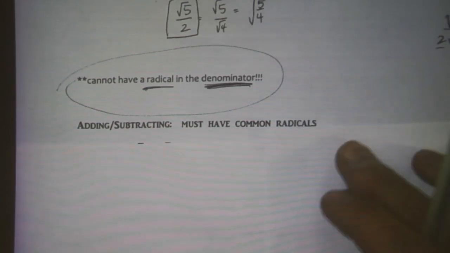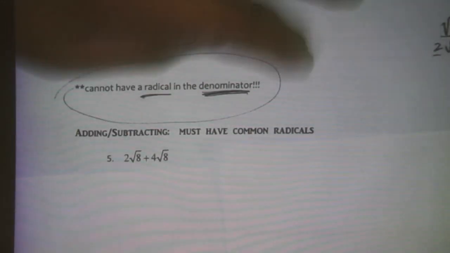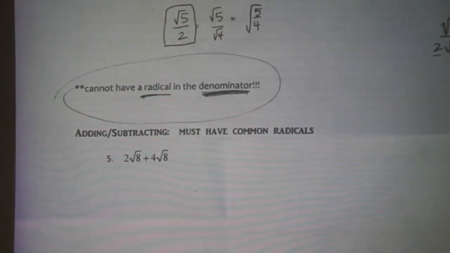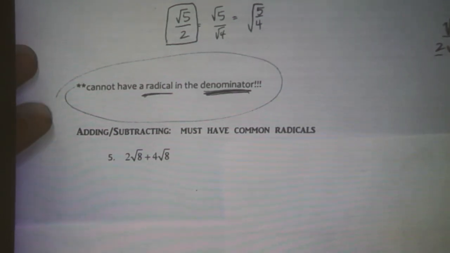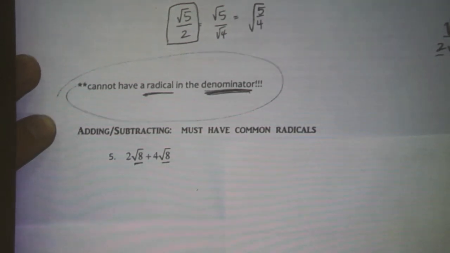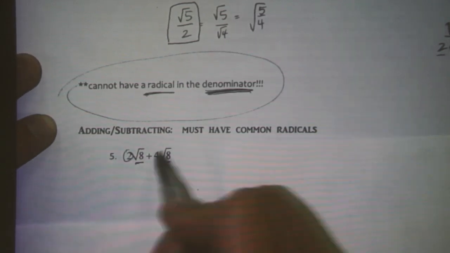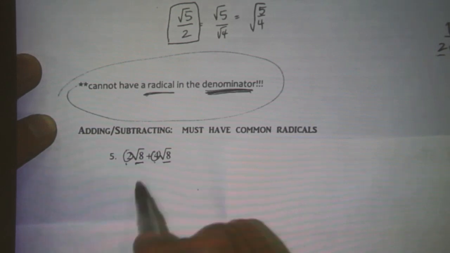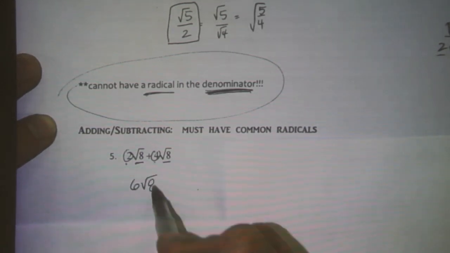Let's look at this first problem. Two times the square root of 8 plus 4 times the square root of 8. The number under the radical is the same. That's what I mean by like radicals. So in this case, I can go ahead and add them. I have 2 root 8 and 4 root 8. 2 plus 4 is 6. And then that root 8 just comes along for the ride.